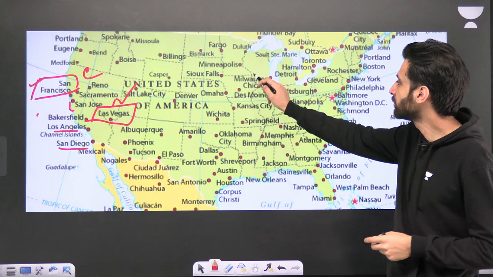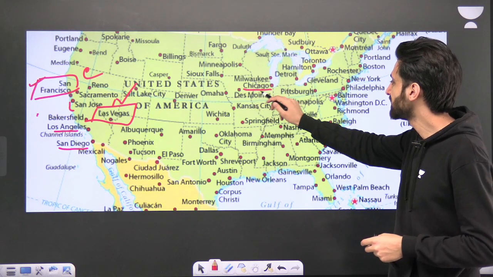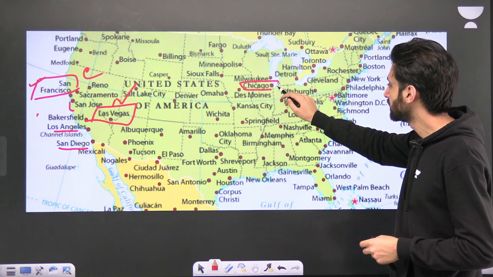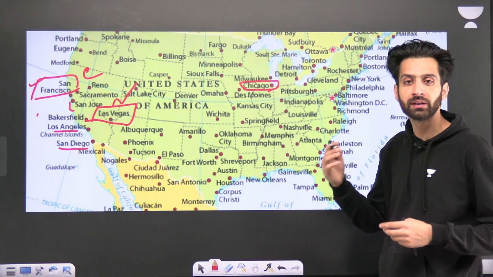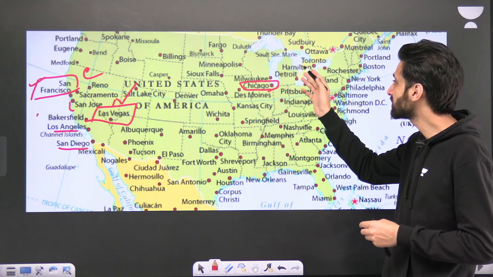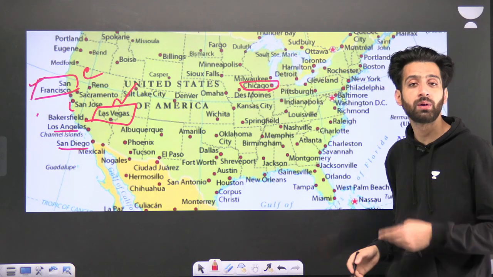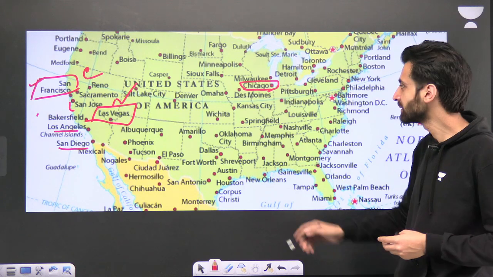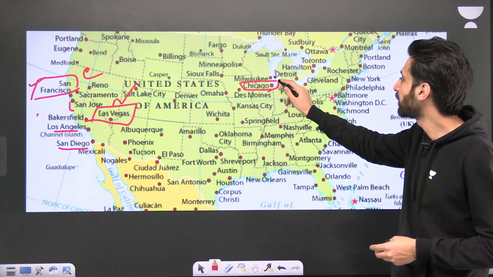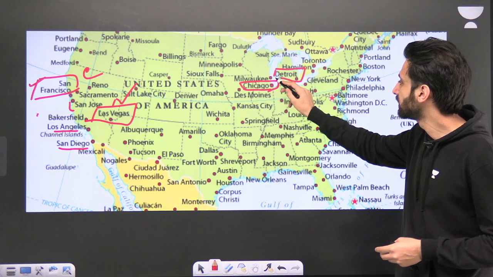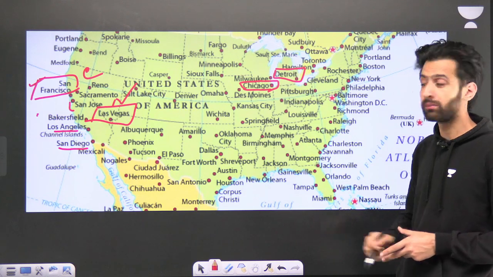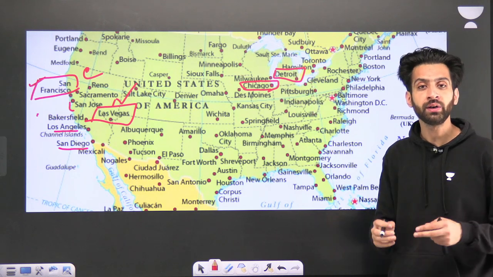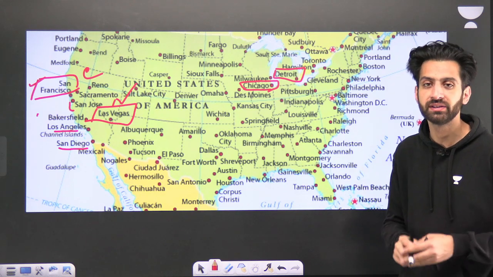There are some more important places. First of all, we'll see Chicago here. Chicago we'll learn about in detail when we learn about the Great Lakes of the North American continent. These are the Great Lakes. If you know the names of these lakes, you can tell me in the comments. That is Chicago. Then you have one more important place, that is Detroit. Why is it important? For automobile industries. Detroit is known as the hub of automobile industries.